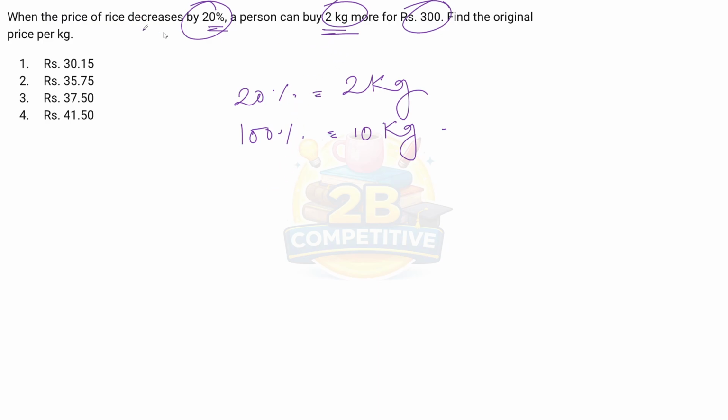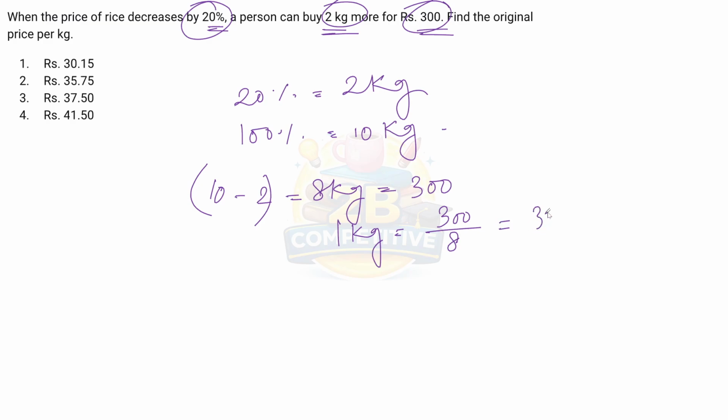Now, actually, what is he buying? Initially he was buying 8 kg, right? 2 kg more, so initially he was buying 10 minus 2, 8 kg of rice. So 8 kg of rice is rupees 300. So the price of 1 kg will be 300 by 8, that is 37.5. This is the answer. And make sure you solve this in this method, so it will save you a lot of time.